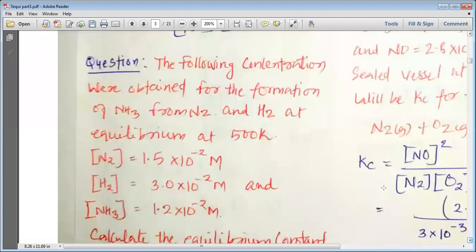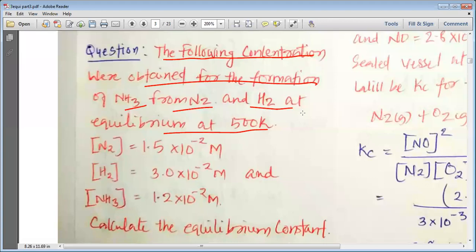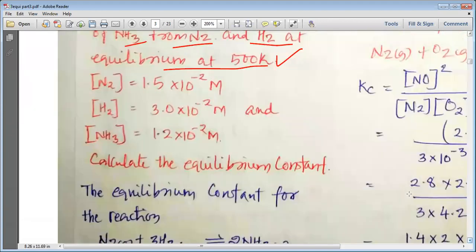My dear students, these are the exercise questions that we have been solving. We will solve one more problem and then we may stop the class. Let us move forward and understand one more problem. The following concentrations were obtained for the formation of ammonia from N2 and H2 at equilibrium at 500 Kelvin. You can see the values.